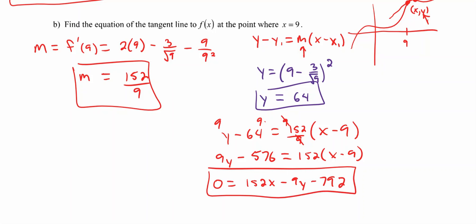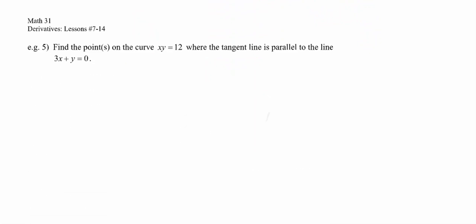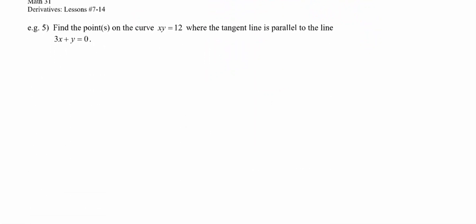All right, on to the next one. Find the point or points on the curve xy is equal to 12 where the tangent line is parallel to the line 3x plus y. So in this case, again, let's think of this as a graph. I always like to think in graphs. We want to figure out, no matter what this graph is doing, let's just get a feel for it.